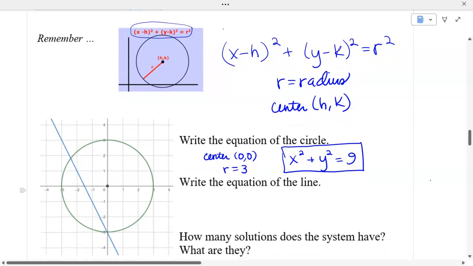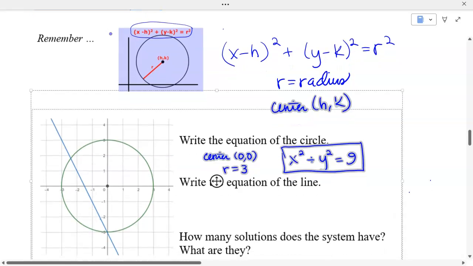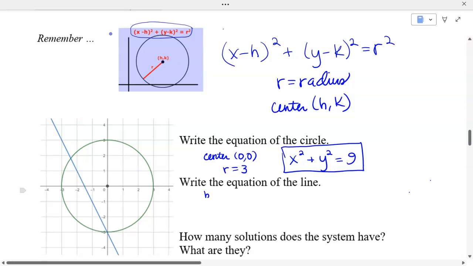And then if I want to go over and write the equation of the line right there, we see that our y-intercept is down at -3. And if we count our slope, we can go up 2 and to the left 1. So our slope is just -2. So we can just put that information in slope-intercept form, y equals mx plus b. And so the equation of that line is going to be y equals -2x minus 3.